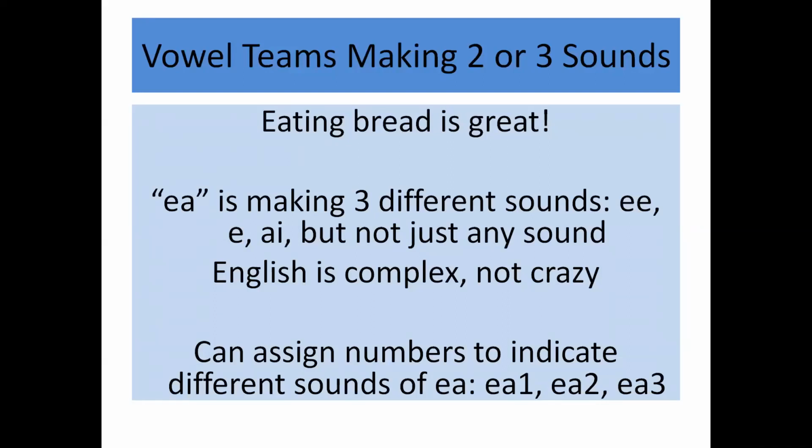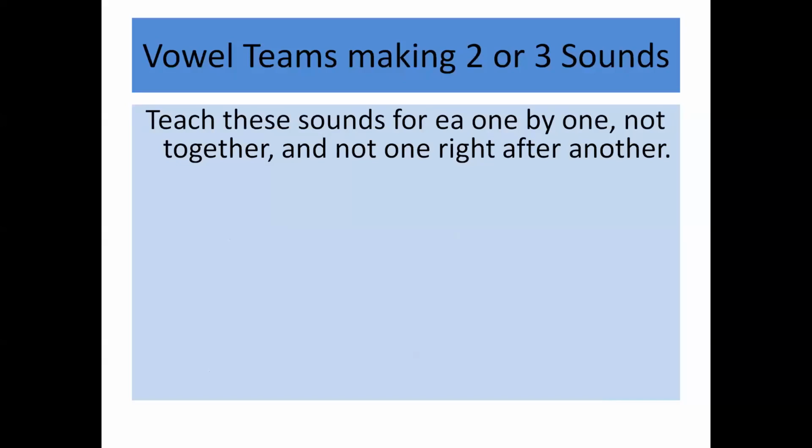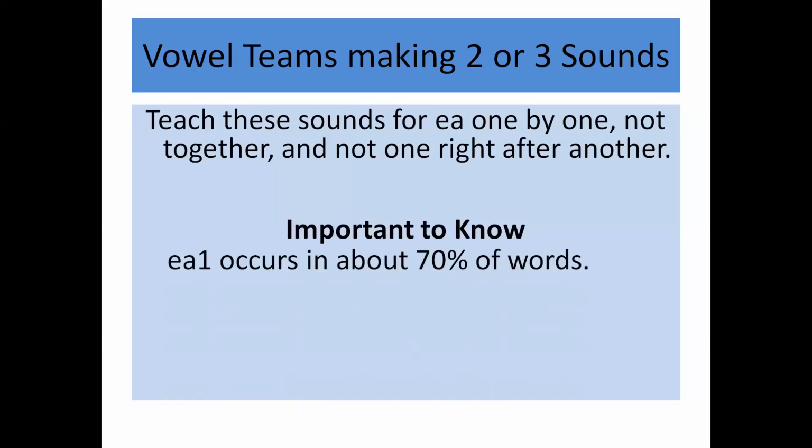To make it simpler, we at the clinic assign numbers to these. To indicate this sound, EA making E, we put a little 1 with it. And for this one, we'll put a little 2 with it. And this one, we put a little 3 with it. I would suggest that you teach these sounds for EA one by one. I wouldn't, unless you had a very strong child, say to them, these are the 3 sounds it makes, let's work with all 3 together. But I would teach one after the other and maybe with a little bit of time in between for sure.